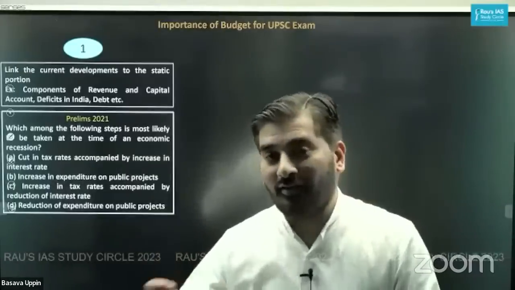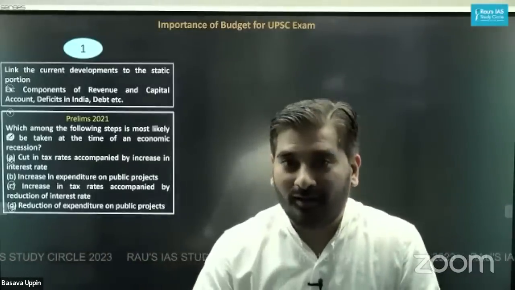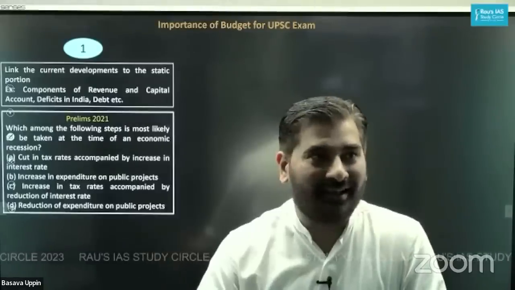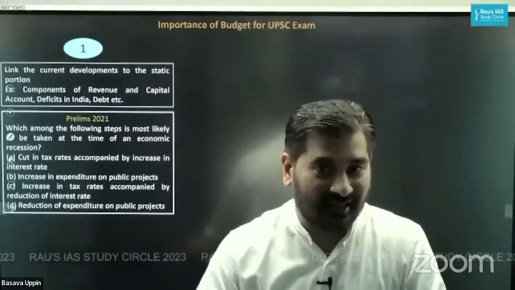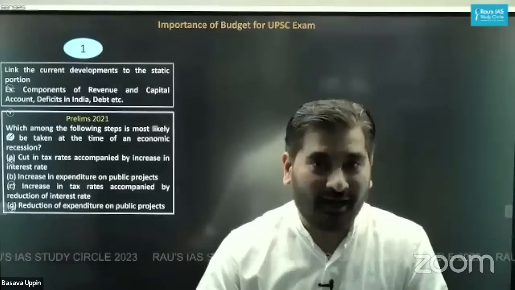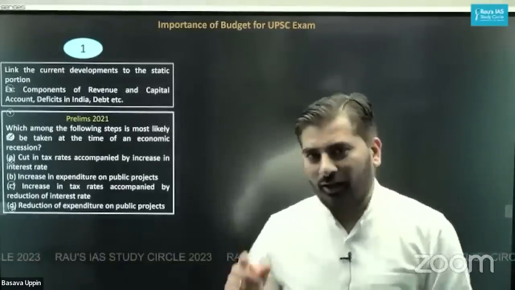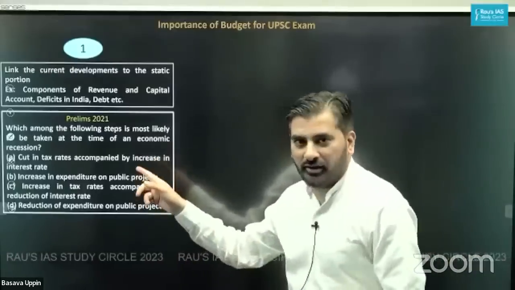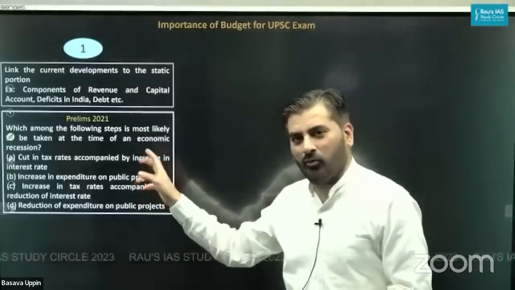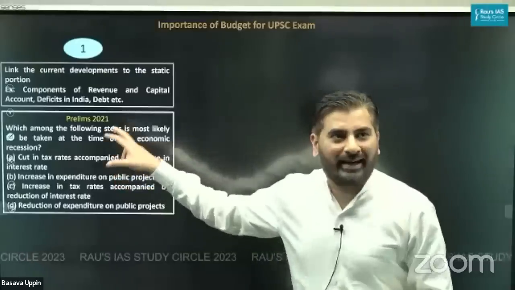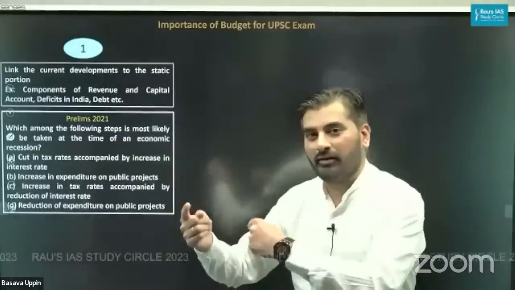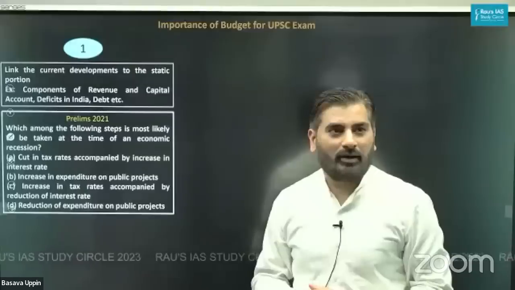So in order to come out of the recession, what did the government do? The government increased the capital expenditure, particularly in the creation of new assets, new infrastructure, right? So this was in the news that particular year. But if you look at the question, the nature of the question, was it a current affairs question or was it a static question? It's a static question, but linked to what? Linked to the current developments.